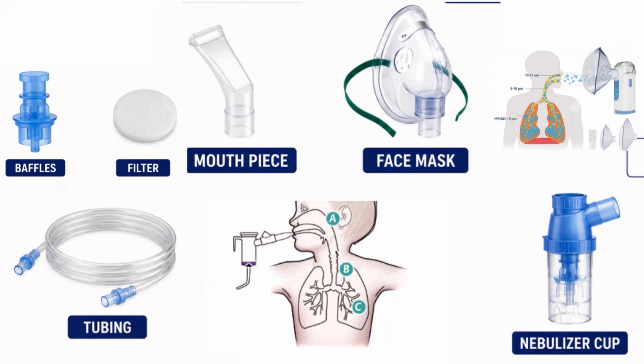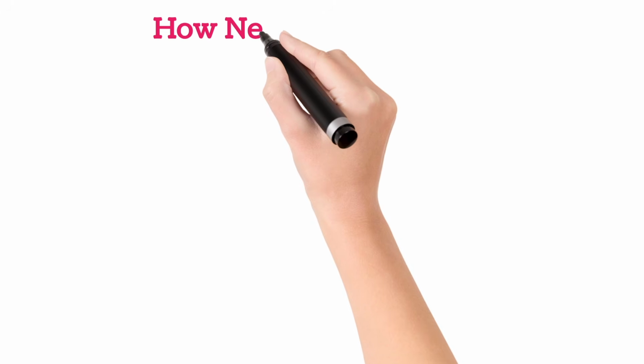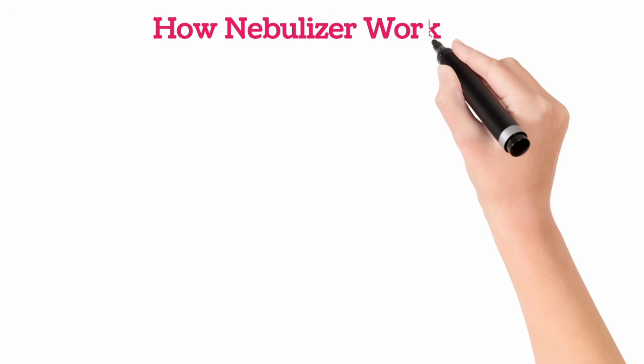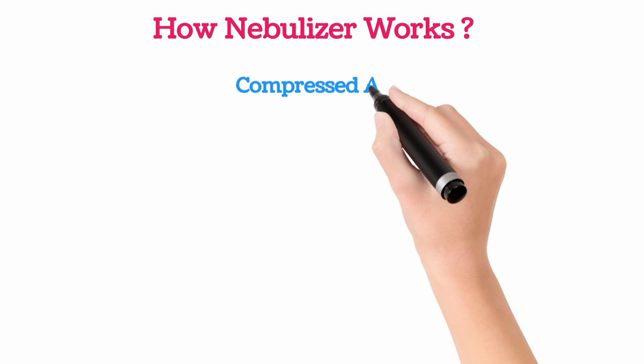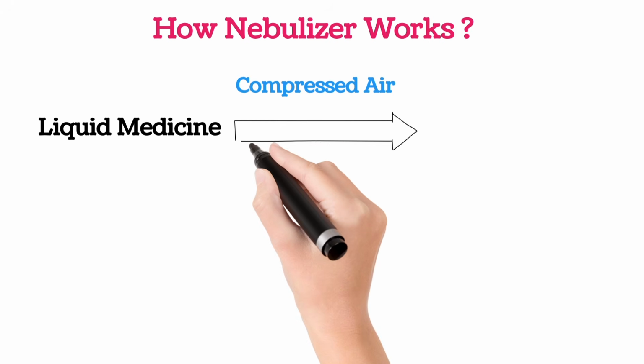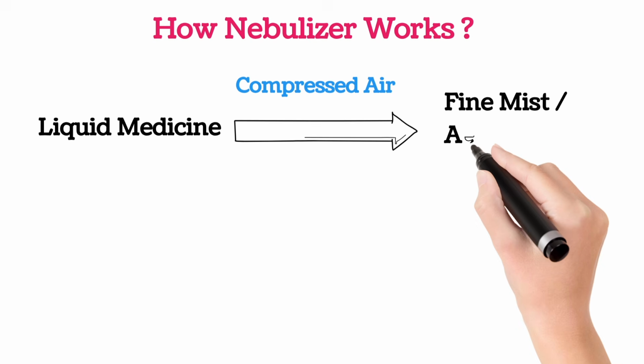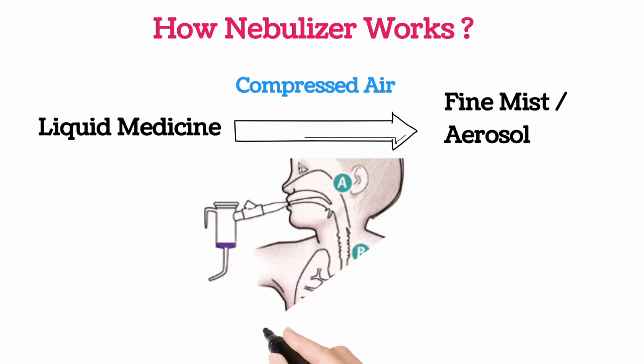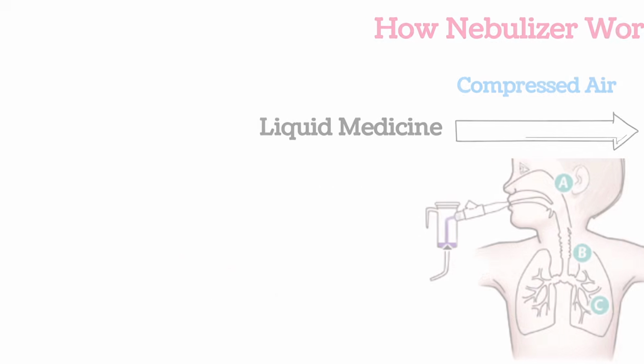large droplets. And how does a nebulizer work? Whenever we turn on the nebulizer, the compressor turns the liquid medicine into fine mist. When we inhale this fine mist or aerosol, it enters the lungs and acts.